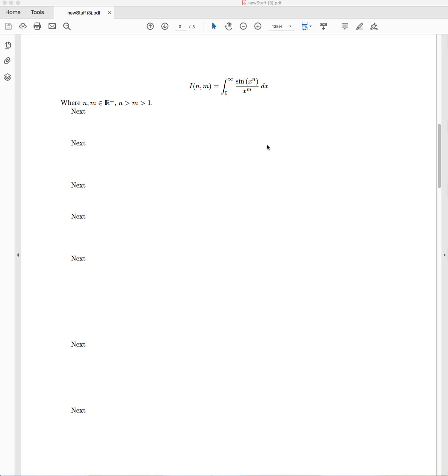In this video, we're going to be tackling this definite integral, which is I of n comma m, the integral from 0 to infinity of sine of x to the power of n divided by x to the power of m dx, where both n and m are real values, where n is greater than m, which is greater than 1. And these are requirements they need to impose in order for convergence.